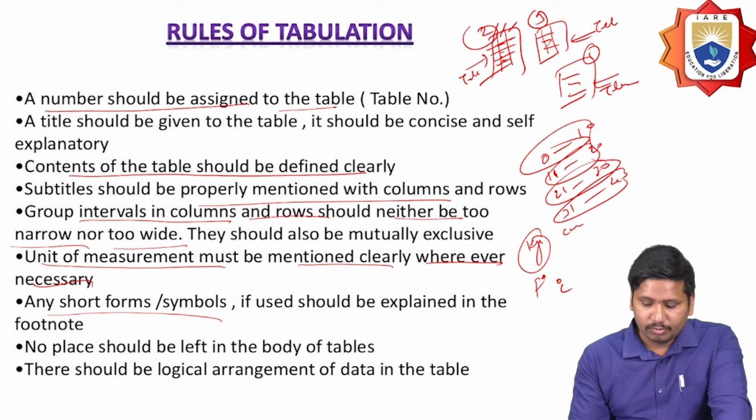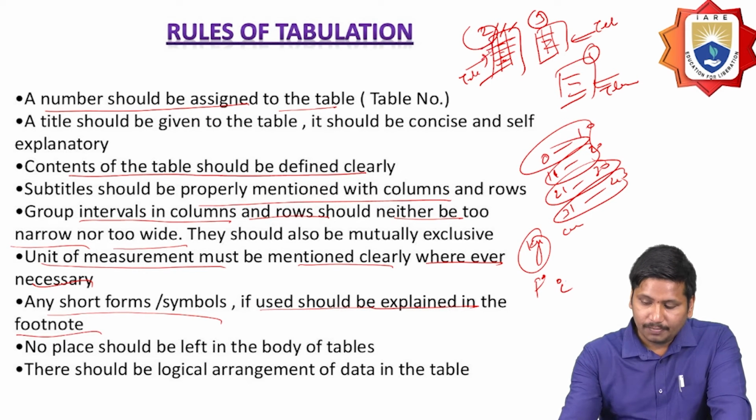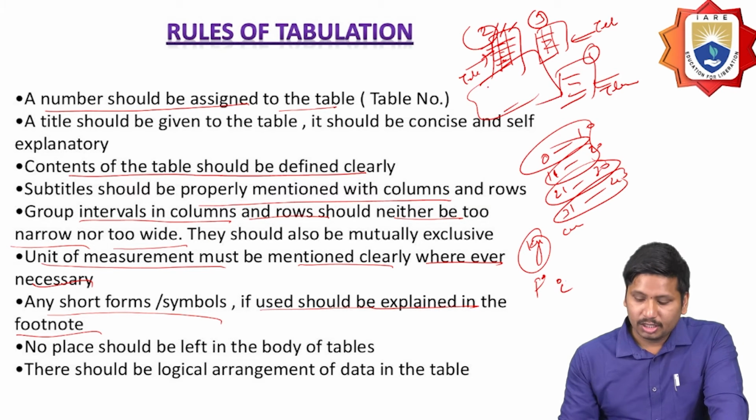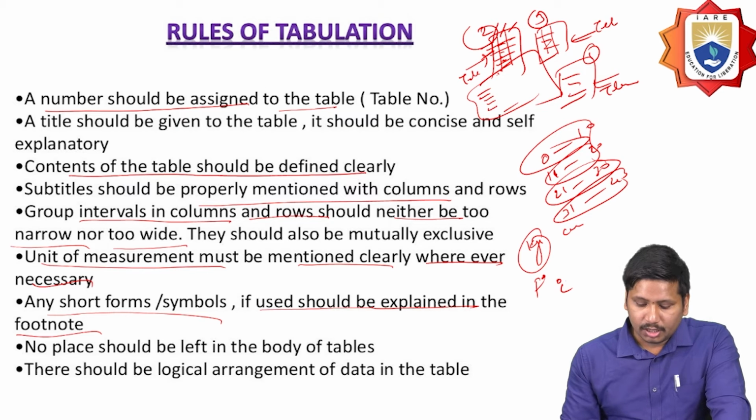And any short forms and symbols, if used, should be explained in a footnote. Suppose the table has some symbols here. At that time, you have to explain at the end of the table what the symbol is meant for. Everything should be represented at the end of the table, and no place should be left in the body of the table.